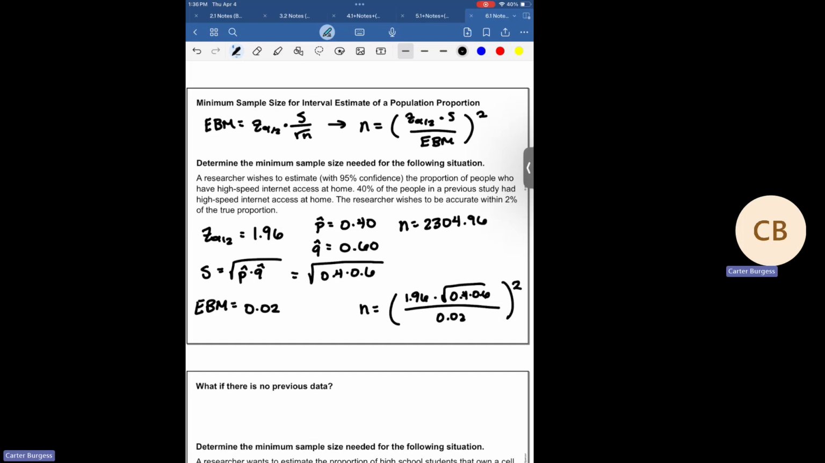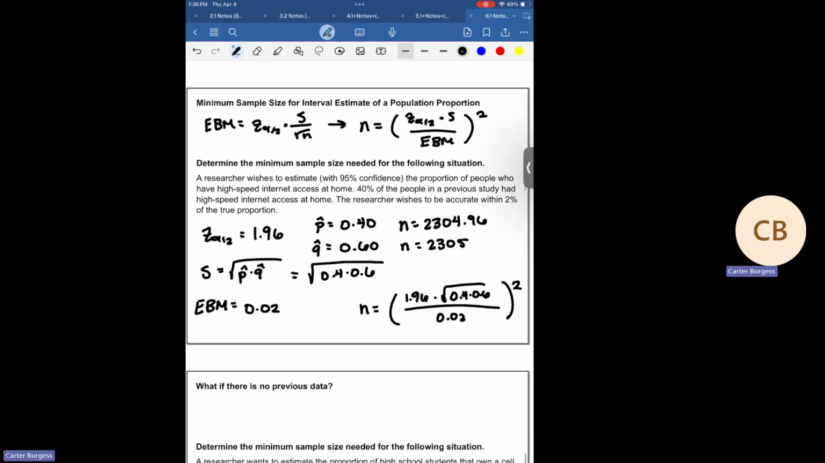Now, is 2,304.96 a valid sample size? Can I collect 2,304.96 points of data? No. So what do I have to do to this? Round it up to the nearest whole number.